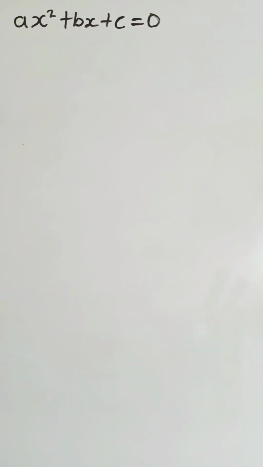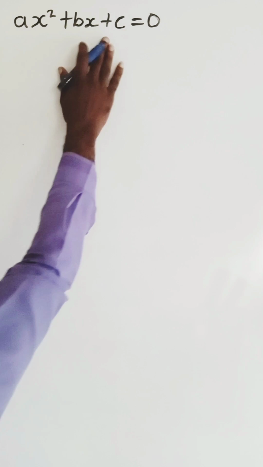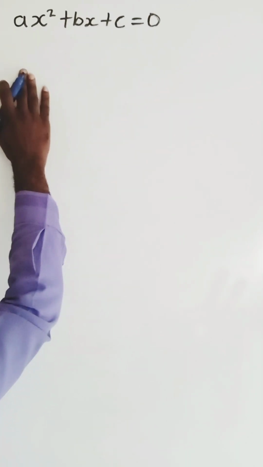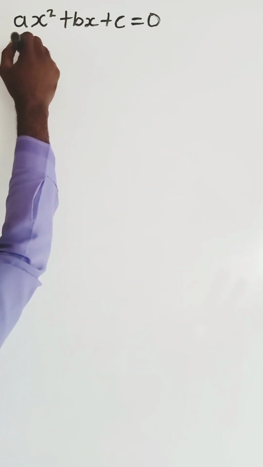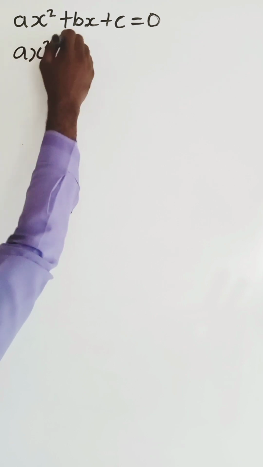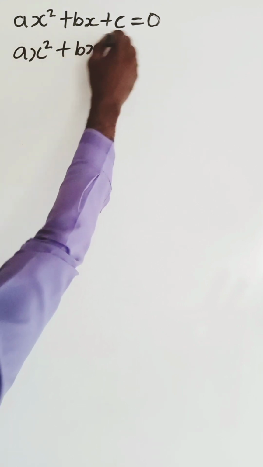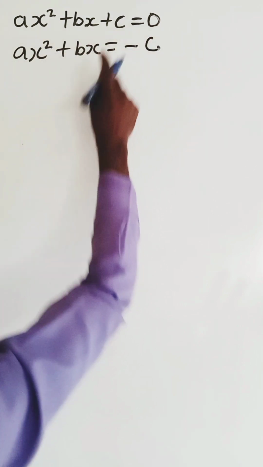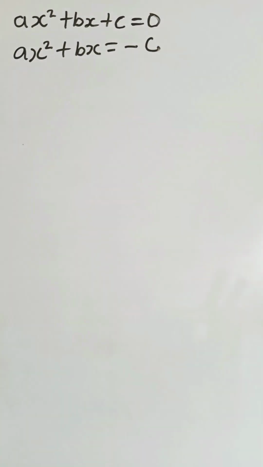term. Now let's start. The first thing, we move the constant term, which is plus c, to the other side of the equation. We have ax squared plus bx will now be equal to minus c, moving it to the other side of the equation.